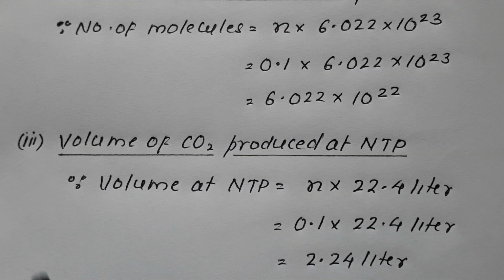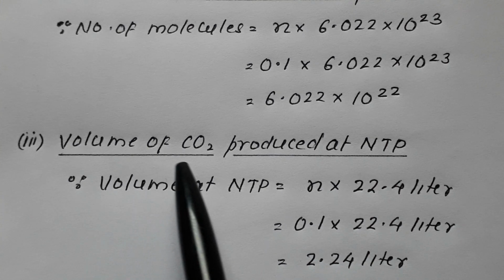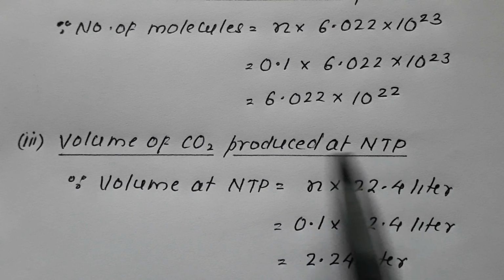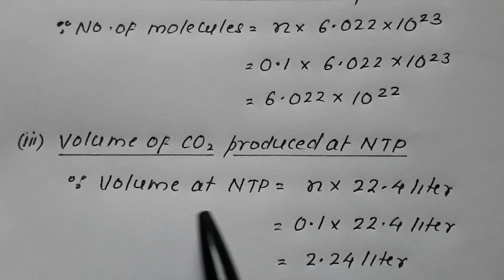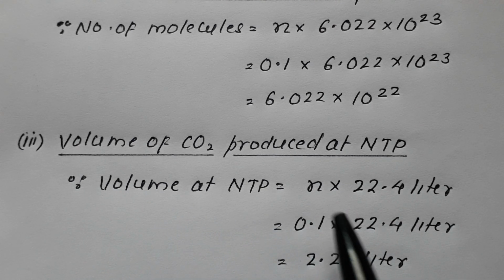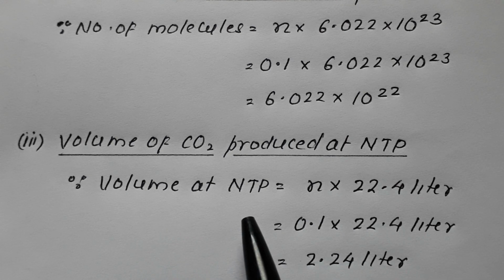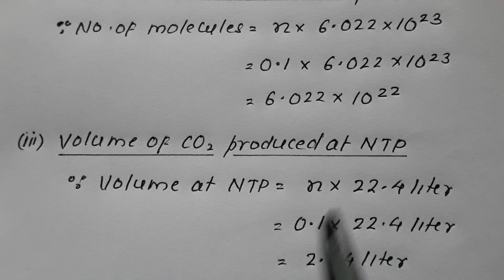The third part we have been asked for: calculate the volume of CO2 produced at NTP. We know that volume at NTP is equal to N into 22.4 liters. The value of N is 0.1, which we have calculated, into 22.4 liters. The volume of CO2 produced at NTP comes to be 2.24 liters.